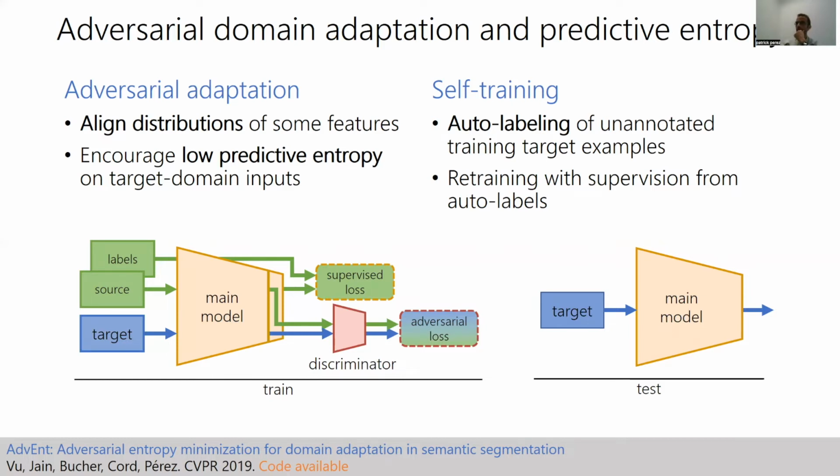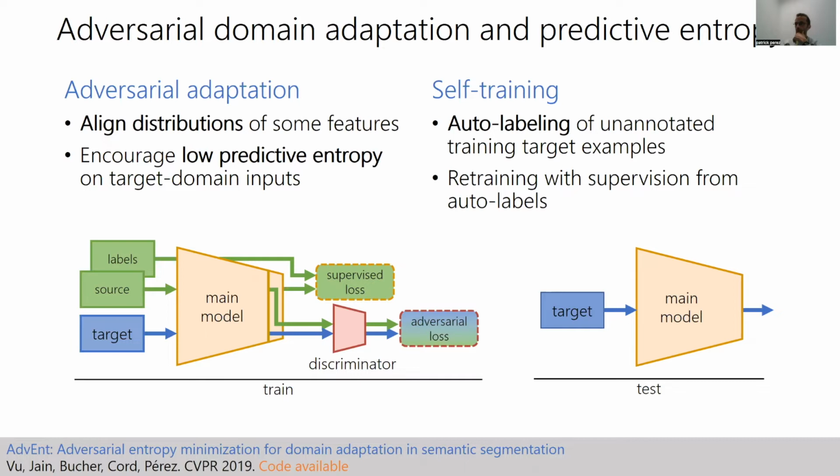In our case, what we aligned is the predictive entropy at the logit level, and we had another mechanism, which is to also favor low predictive entropy on the target examples, because high entropy is a clear sign of the model not being good and being very confused. So we add a third loss, which is not presented here.